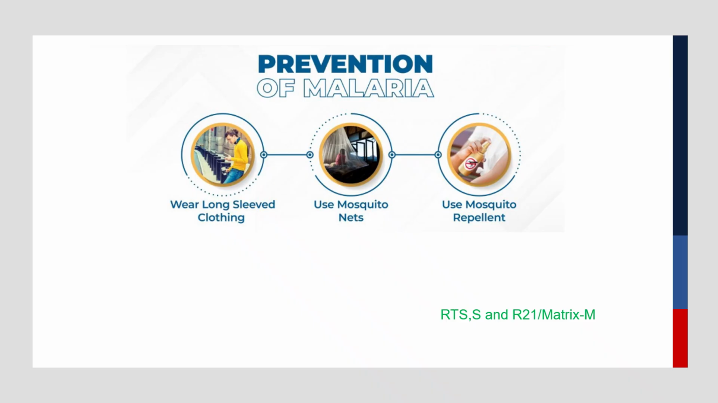Again, prevention is very important in case of malaria. We all know that to prevent malaria, you have to try to keep your body covered by wearing long sleeved clothing and clothes which cover the body properly. And you're going to advise everyone that when they're sleeping, use mosquito nets to prevent the bites, and use mosquito repellents.